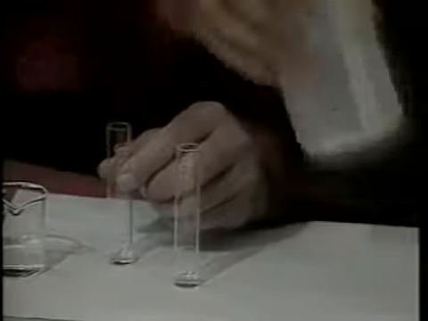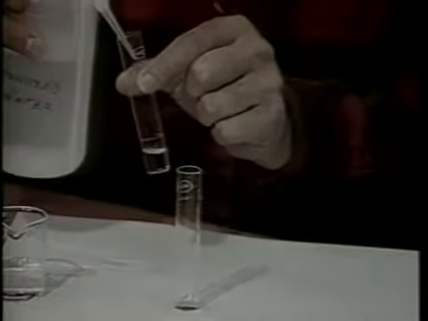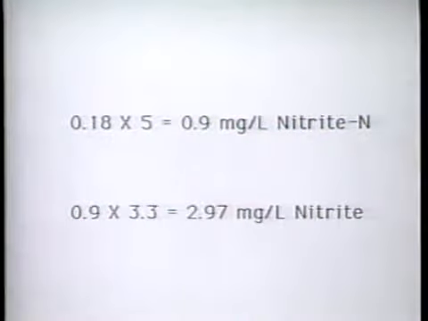After the dilution is performed, test for nitrite as described above. Make sure to dilute before you add the nitrite powder pillow. If diluted, the value on the color wheel then must be multiplied by 5 to correct for the dilution. For example, if the disc reads 0.18, then 0.18 times 5 equals 0.9 milligrams per liter nitrite nitrogen. Again, to convert this to nitrite, multiply by 3.3, so 0.9 times 3.3 equals 2.97 milligrams per liter nitrite.